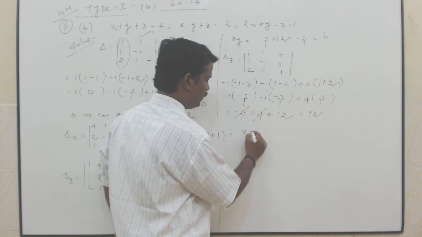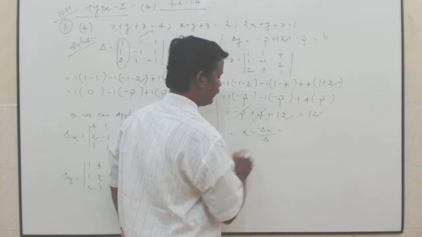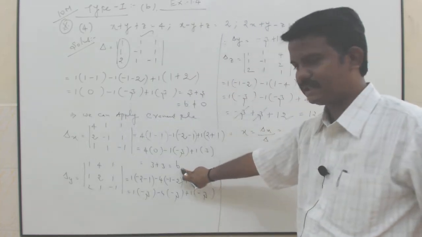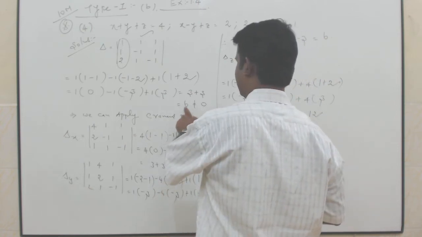By Cramer's rule, how will you calculate the value of x? It is given by delta x by delta. Now tell me what is the value of delta x? Delta x is again 6. Delta x is 6. What is the value of delta? That is also 6.